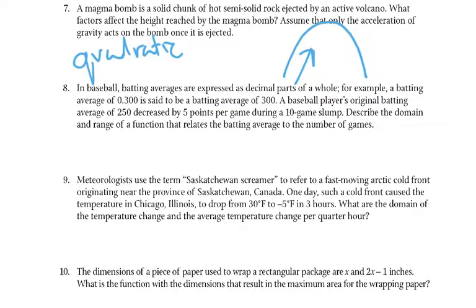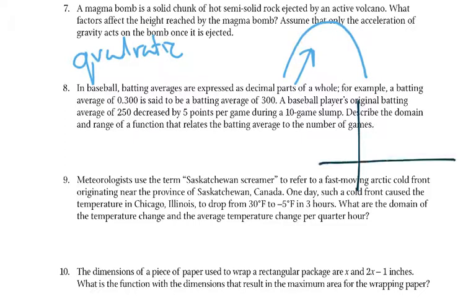Let's move on. In baseball, batting averages are expressed as decimal parts of a whole. For example, a batting average of .300 is said to be a batting average of 300. A baseball player's original batting average of 250 decreased by 5 points per game during a 10-game slump. Describe the domain and range of a function that relates the batting average to the number of games.